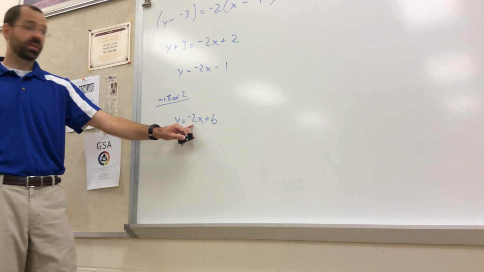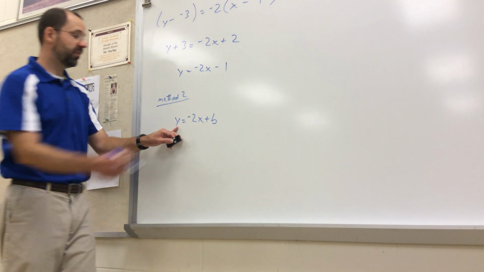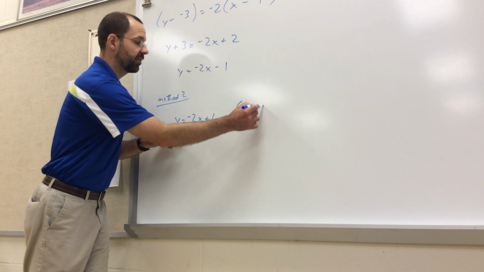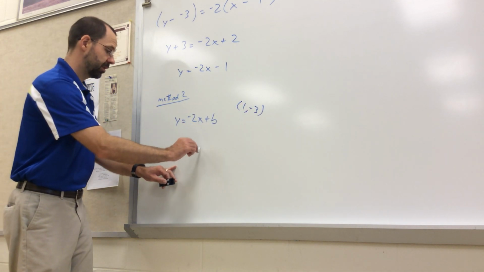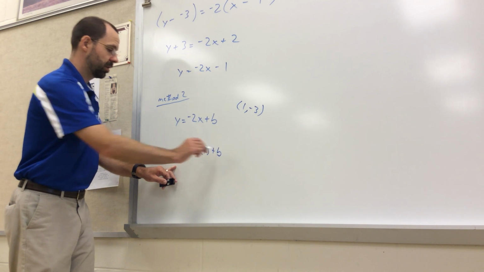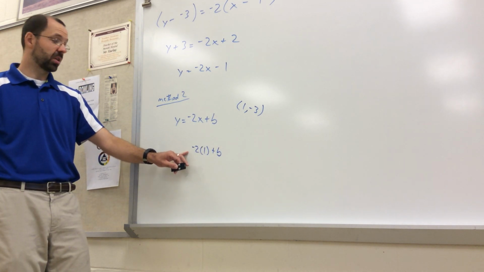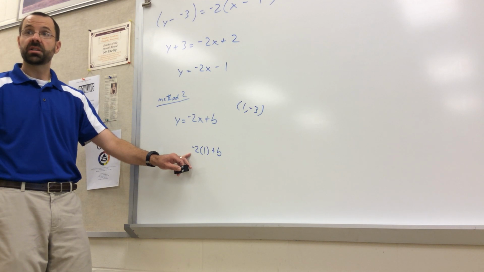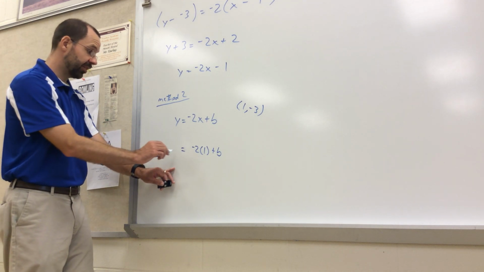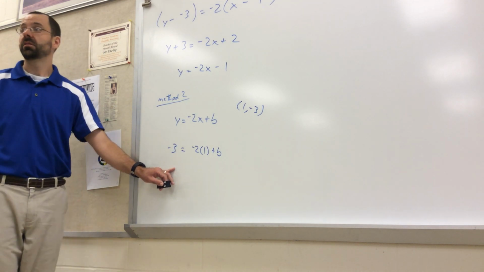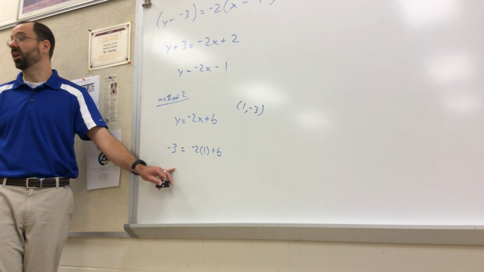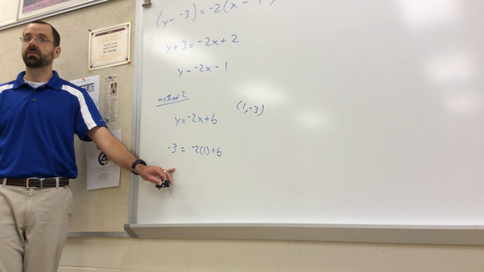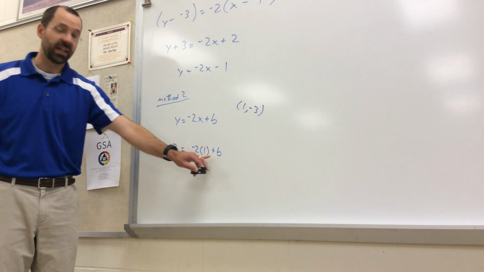And then you know that this line, if it's going to go through the point 1, -3, when you plug a 1 in for x, the equation better spit out -3, right? Otherwise, it's not going to be going through the point 1, -3. So then I can find out what the b is.